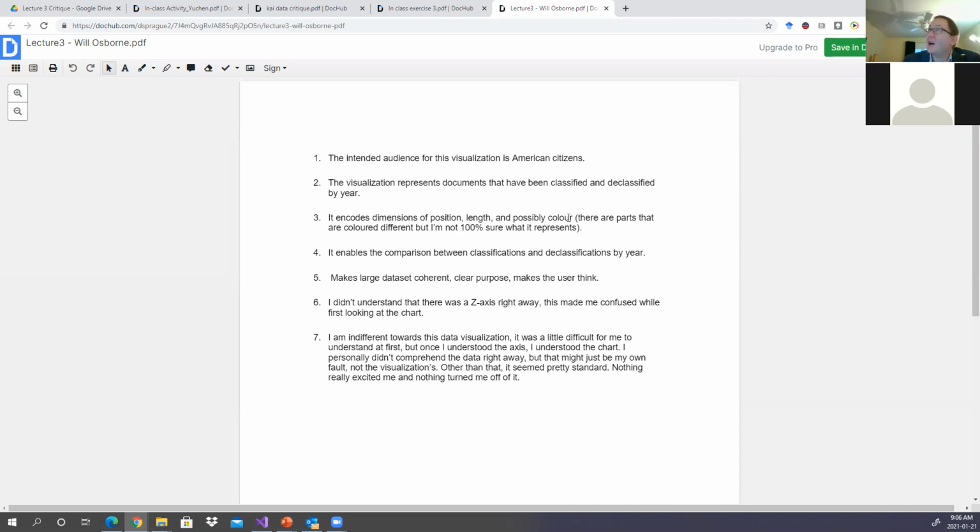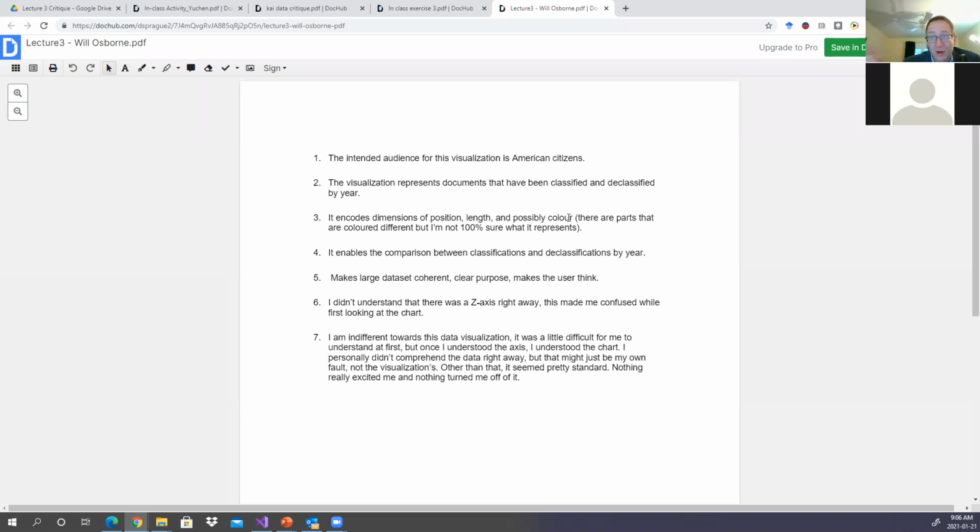Possibly color. Color is being used for the different bars, but that's different dimensions. I wouldn't use color. I wouldn't see colors being used at all. Dimensions, position, length. Yep. So you would have color for the presidency, though. So you are using color. You're right. You're looking at maybe classification versus declassification per year, but most likely what the presidential policies are.